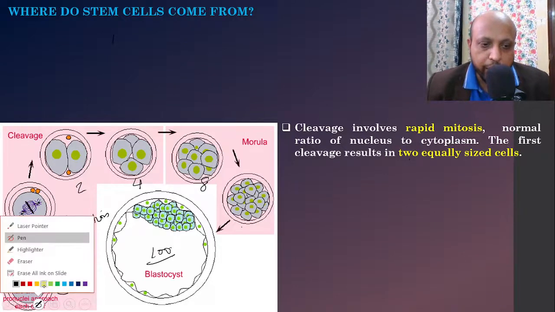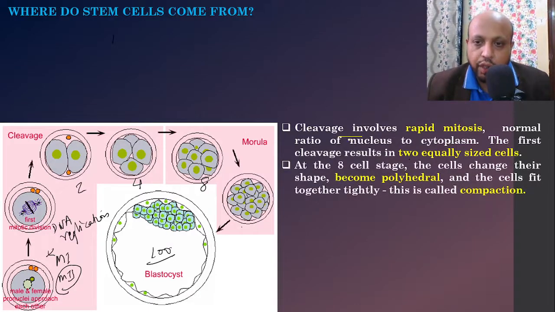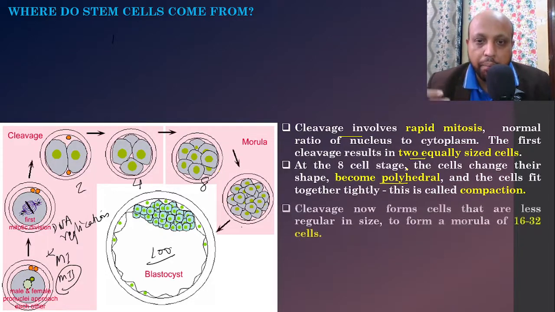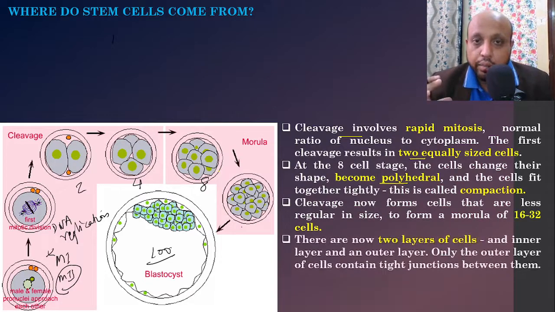Now there are several processes occurring, as you can see here. First is the cleavage, which involves, as I mentioned, 2 equal size cells. Then at the 8 cell stage, that is the process of the morula, which consists of like 16 to 30 cells, the cells become polyhedral. They start compaction. Okay, at this particular stage, the cleavage is taking place inside the cell. Now the cell volume is less, that's why the compaction is taking place.